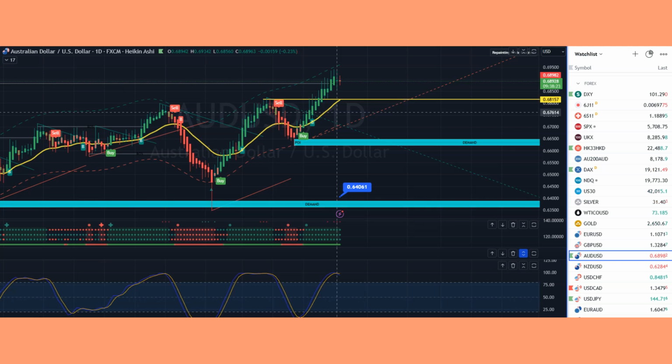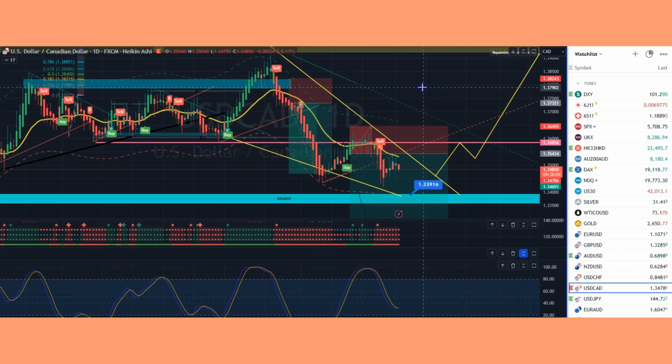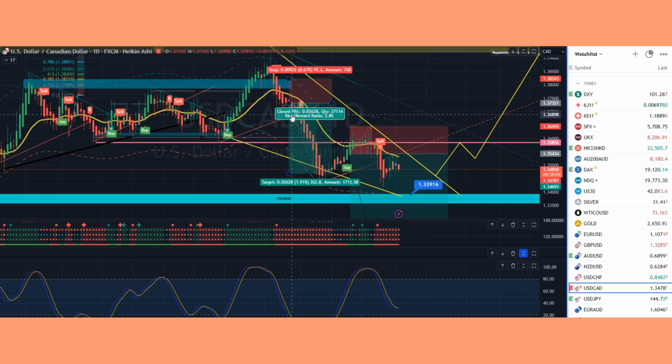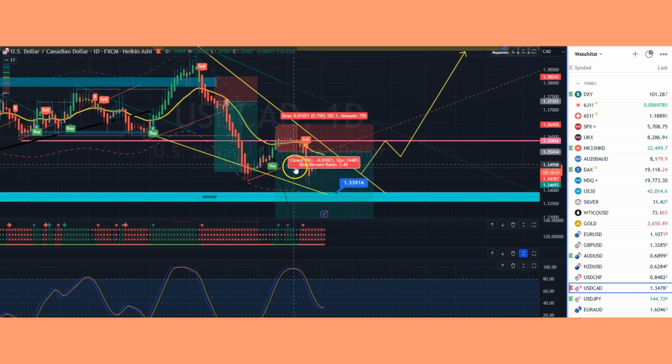So the entry would have been on your buy signal here and here. So the pattern never changes. Let's have a look at a few more. So we had a fantastic move on the US Canadian a few weeks ago, back in August, and the price has done nothing since.